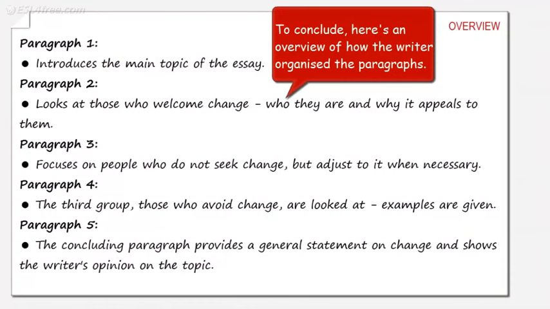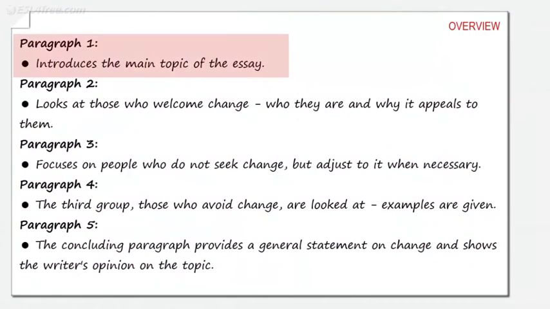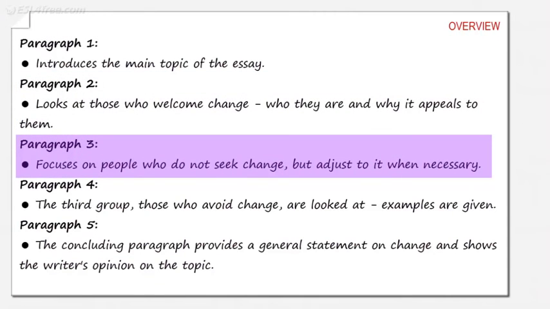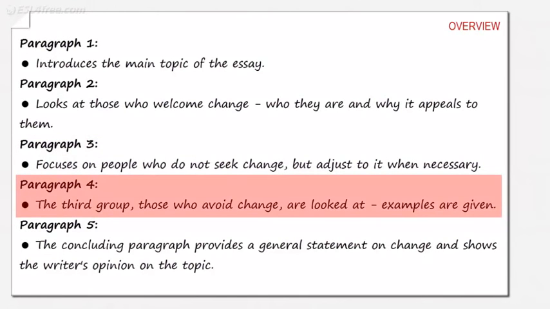To conclude, here's an overview of how the writer organised the paragraphs. Paragraph 1 introduces the main topic of the essay. Paragraph 2 looks at those who welcome change, who they are and why it appeals to them. Paragraph 3 focuses on people who do not seek change, but adjust to it when necessary. Paragraph 4, the third group, those who avoid change, are looked at. Examples are given.